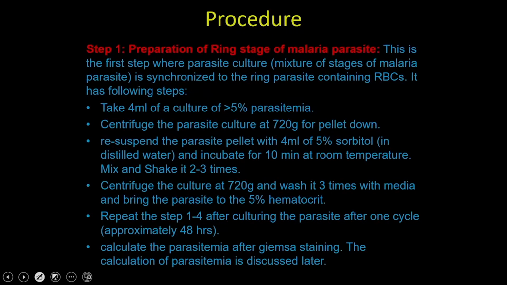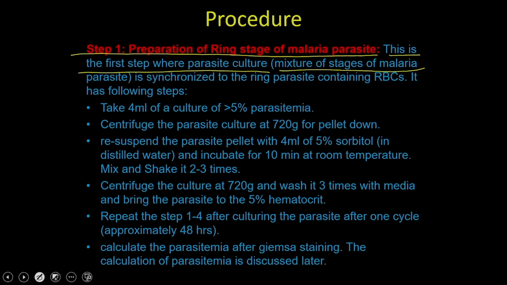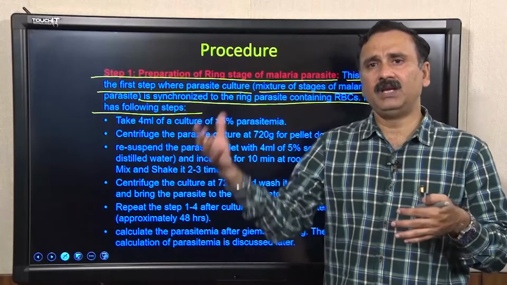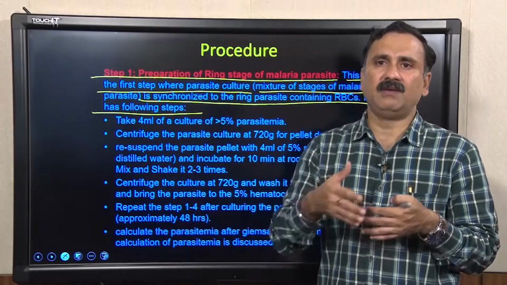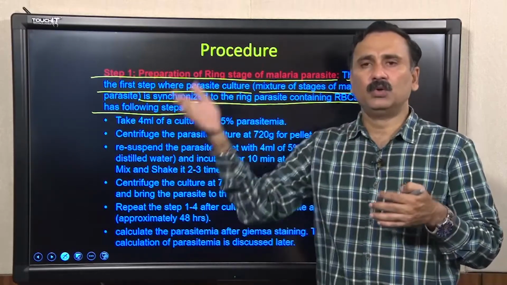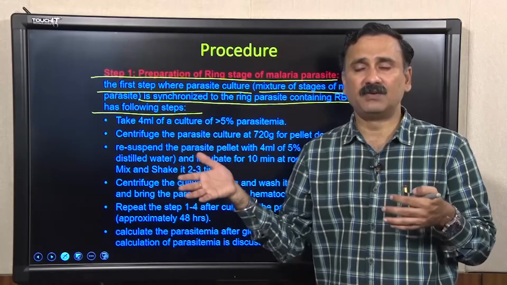So, in step 1 you have to prepare the ring stage parasite. This is the first step, where the parasite culture, a mixture of different stages of the parasite, is synchronized to ring parasite containing RBCs. The first step is that you have to prepare the ring infected RBCs, so that you can then incubate those ring infected RBCs with the test molecules and say whether the ring is maturing to give you the schizont after 35 hours or not.